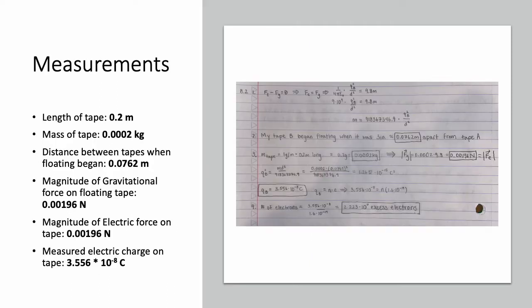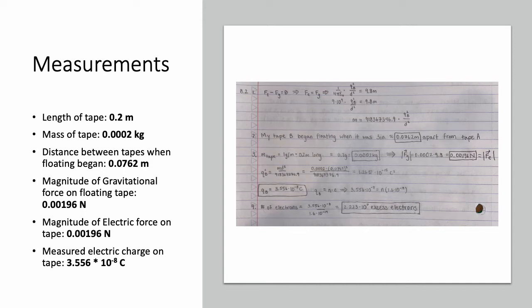So for the measurements that I made, you can see my little calculations on the right side. I determined the length of the tape to be 0.2 meters. I also found the mass of the tape and the distance between the tapes when the floating begins. The magnitude of gravitational force on the floating tape can be found by just using Newton's second law, or the force is equal to m times g, which gives us 0.00196 newtons. This is the same as the magnitude of the electric force on the tape due to Newton's third law.